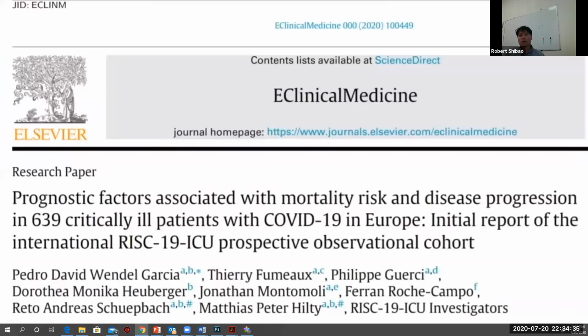And that's this paper titled Prognostic Factors Associated with Mortality Risk and Disease Progression in 639 Critically Ill Patients with COVID-19 in Europe.